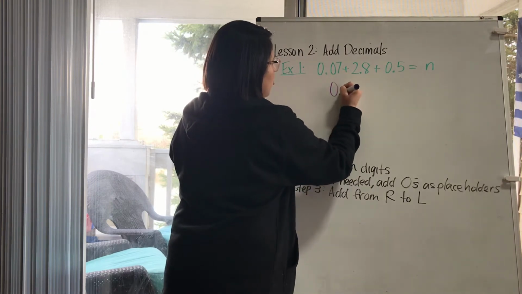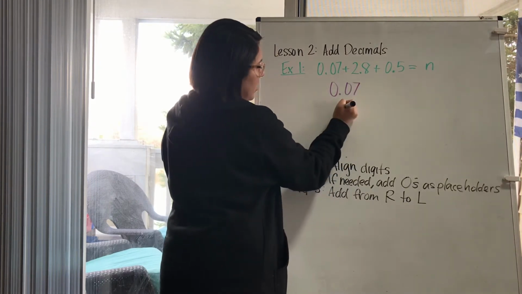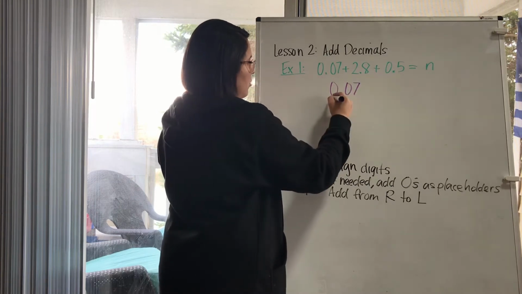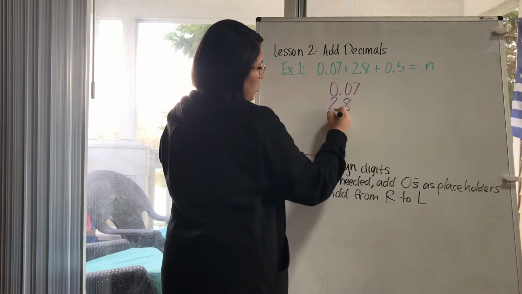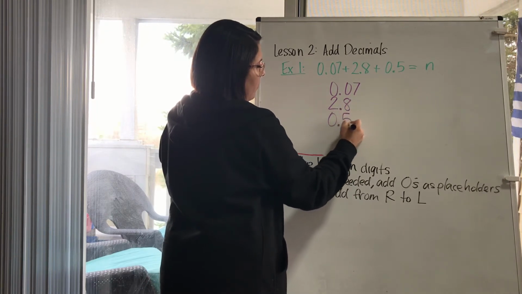Your digits. 0.07. My decimal is always going to be right here. So I'm going to put my 2 on this side and my 8 on this side. And then my next one, 0.5.